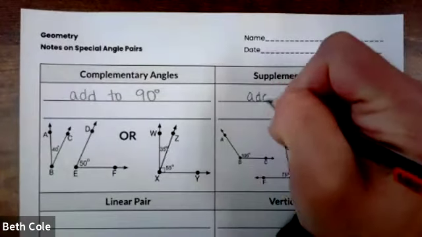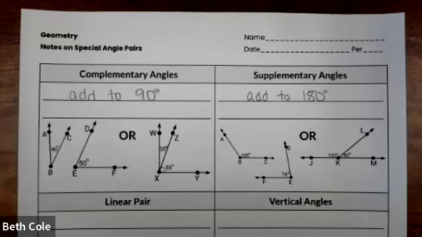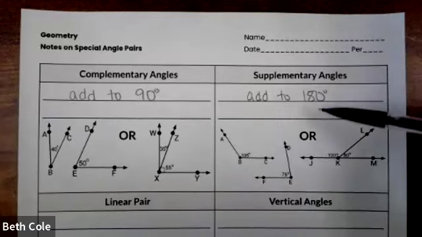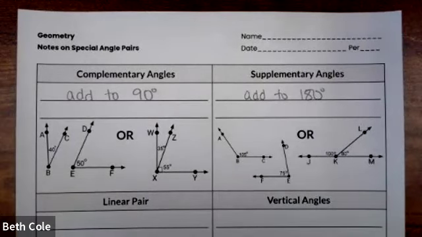So it's two angles that add up to 90. Supplementary means that they add up to 180. And again, they could be next to each other, meaning adjacent, like these ones are, or they could be separated, but they add up to 180. So complementary adds to 90, supplementary adds to 180.